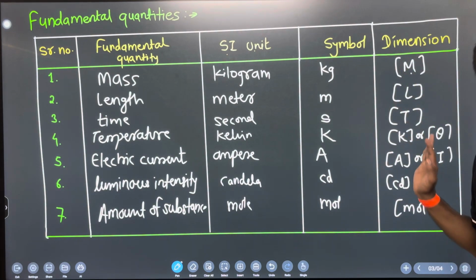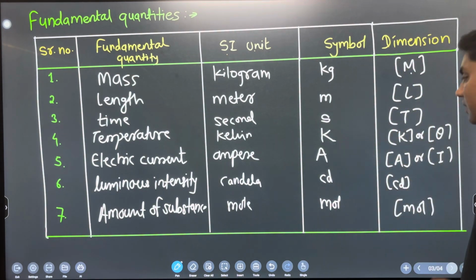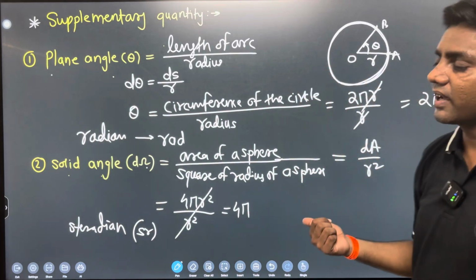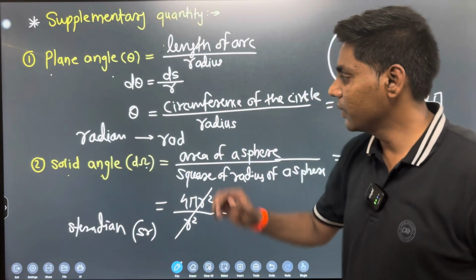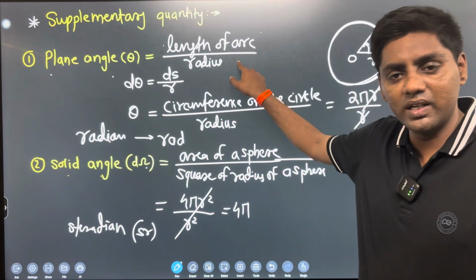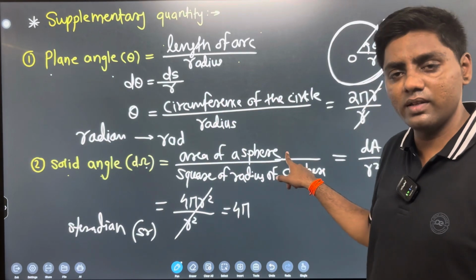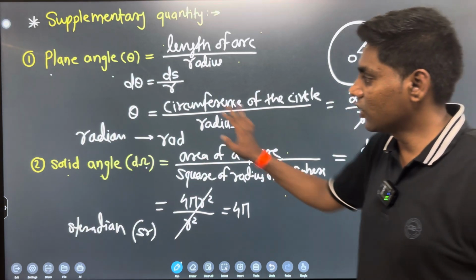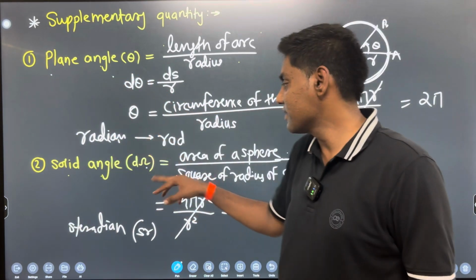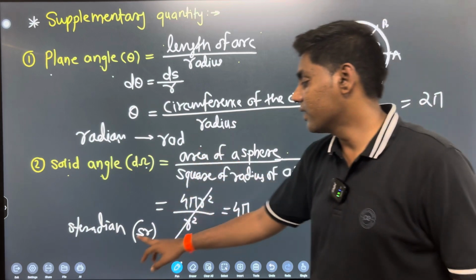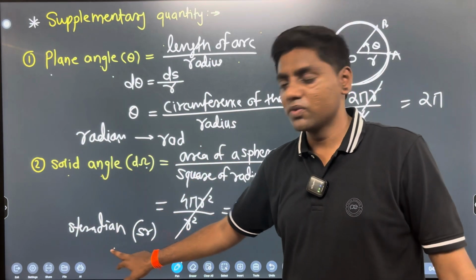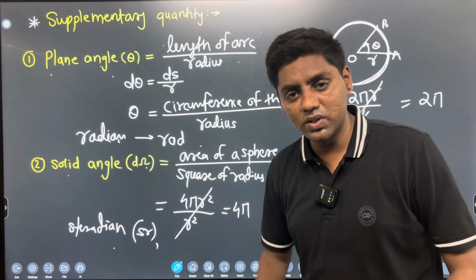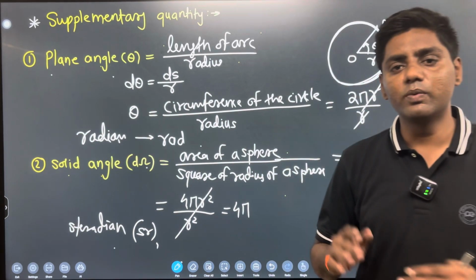So this is the most important part of this chapter. And then we complete the 2 definitions, that is the plane angle and solid angle. Remember that plane angle means length of arc divided by radius. And what about the solid angle? That is the area of the sphere divided by the square of the radius of the sphere. Now the plane angle is measured in radian, its symbol is rad. And then solid angle is measured in steradian, its symbol is SR. So this is the most important concept you have to remember.